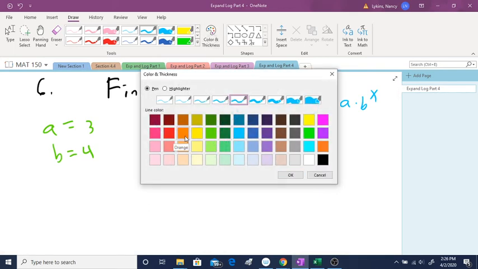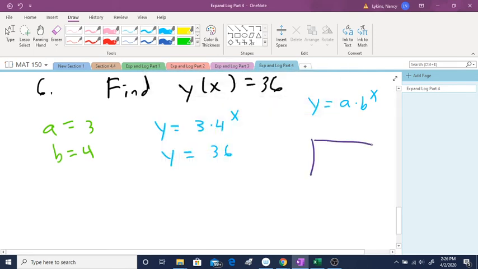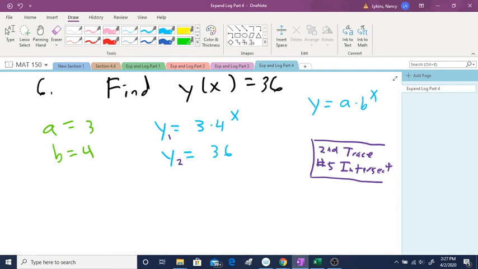Now another side note too is we also may recall making this y1, y2, and then going up and hitting second and trace on our graphing calculators. And when you do that, you would do option number 5, which is intersect. So when we intersect these, that means you hit enter and it will give you a bunch of guesses. So it will say curve 1, curve 2, guess. Then when you hit enter, it gives you an intersection point, and that's how we used to find x.